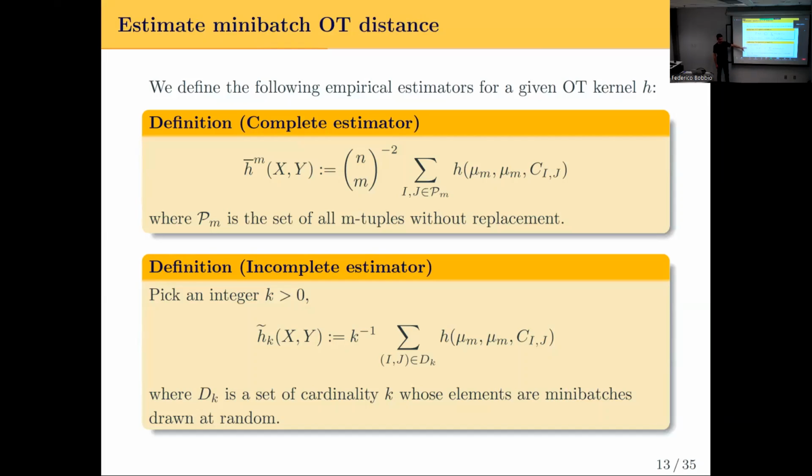However, what you can do is an incomplete estimator, and this is what people use in practice. Here, we average k optimal transport between k minibatch couples, and in practice, k was equal to 1. So you just draw one minibatch in the source domain and one minibatch in the target domain, and you compute the optimal transport cost between the two minibatches.